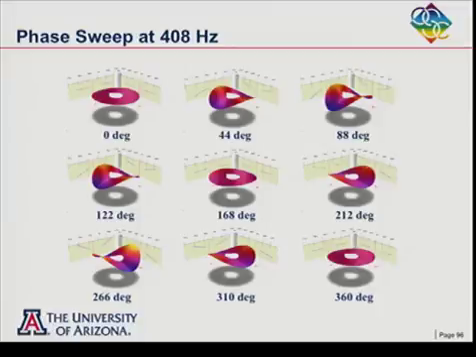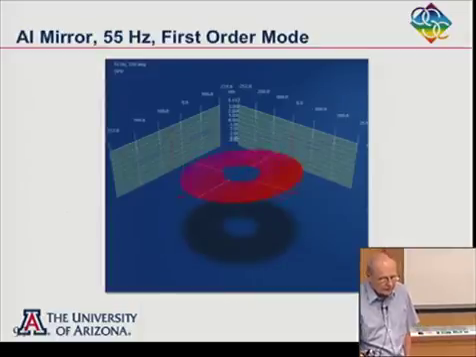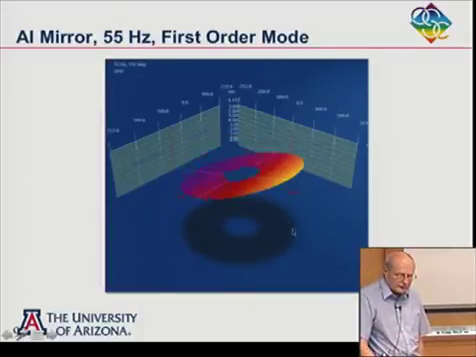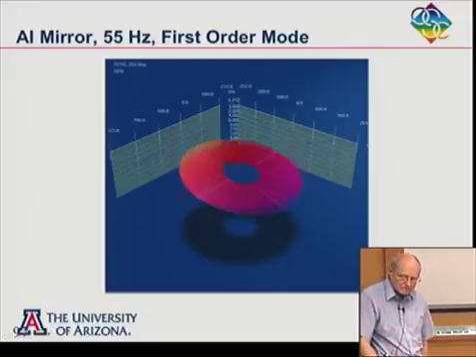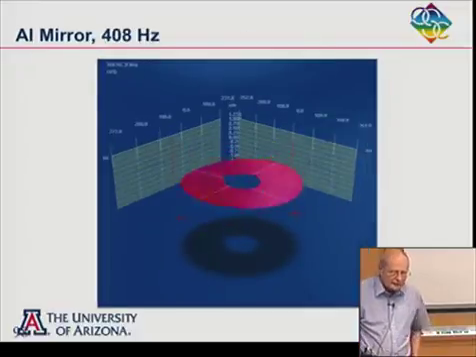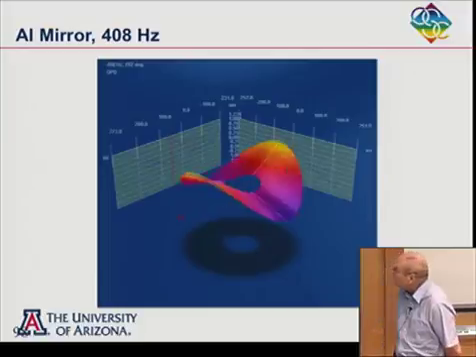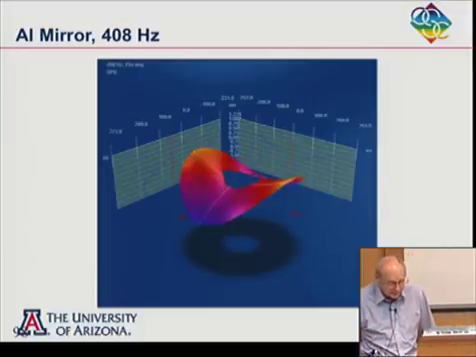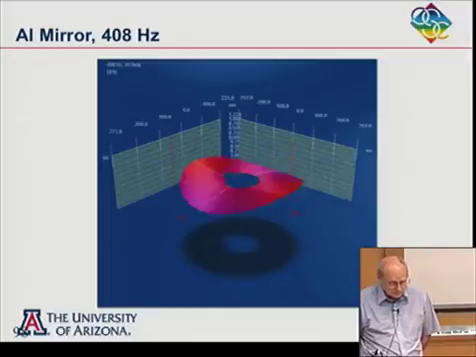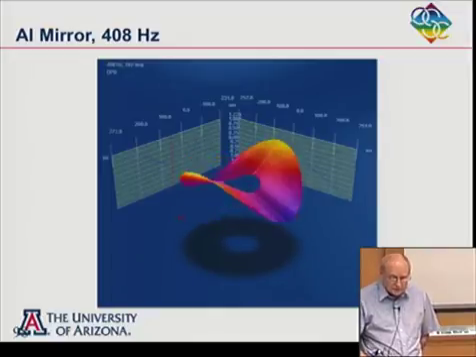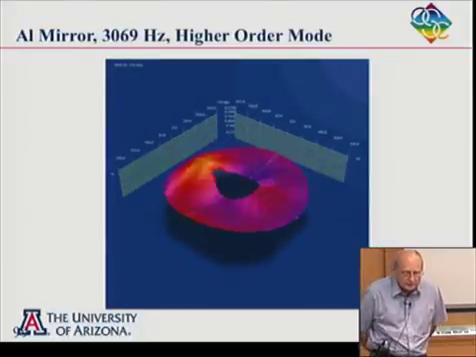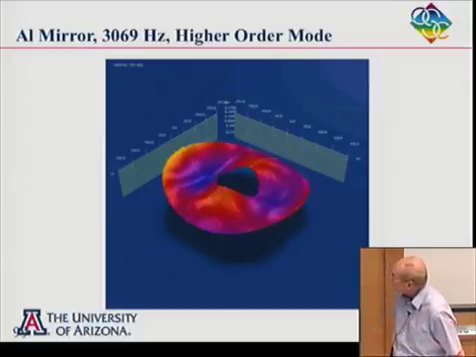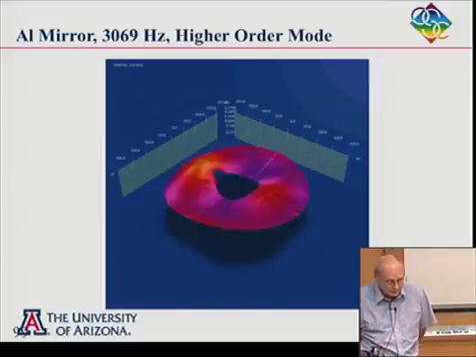Or, if you want, you could make a movie of it vibrating, and I'm going to show movies for different frequencies. The first one was at 55 hertz, and it just tipped and tilted. The shape didn't change much other than tipping and tilting. At 408 hertz, we got a mode that looks like this, and you can measure this thing quite nicely as it vibrates. Change the frequency from 408 hertz to 3069, and the shape changes more, but you can still make quite a nice measurement of it.